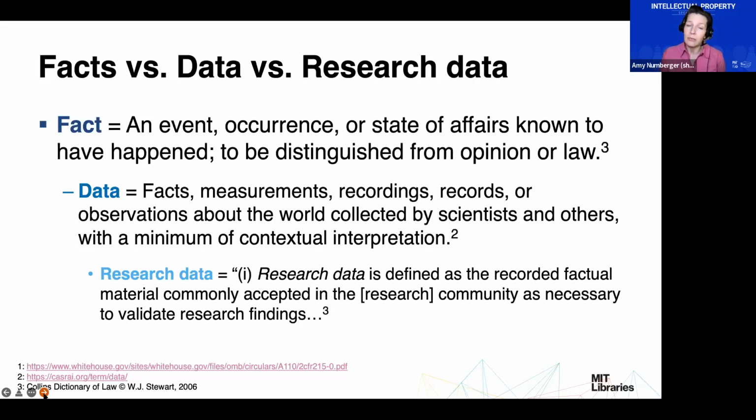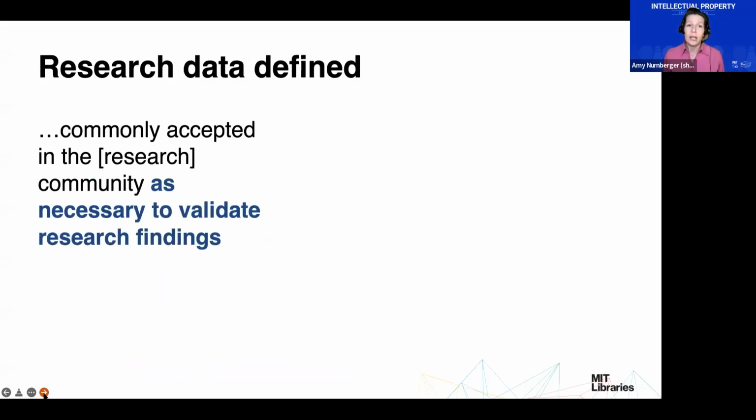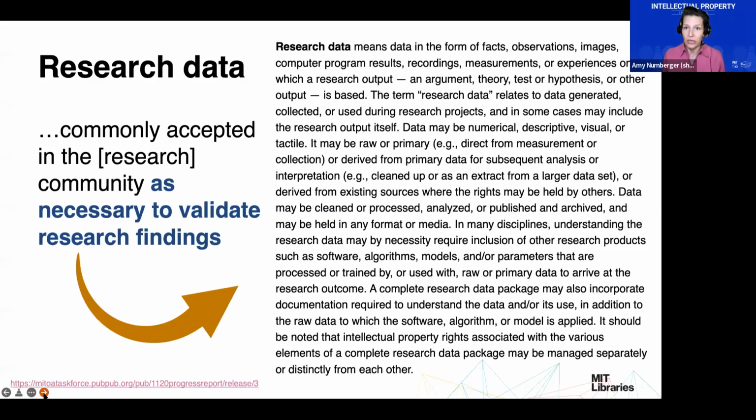Now, also in the space of research data, we usually interpret this to mean any of the materials necessary to effectively understand and use that research data. So when you think about data, you might think of a structured table, but we're going to extend that definition a little bit. Like I said, research data is commonly accepted as what is necessary to validate research findings.